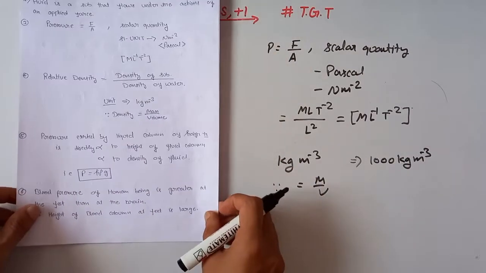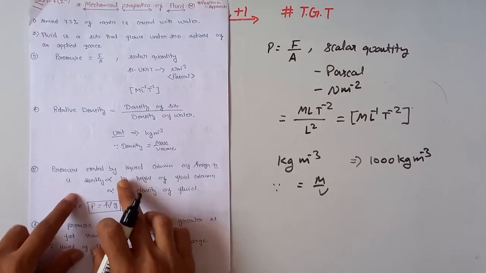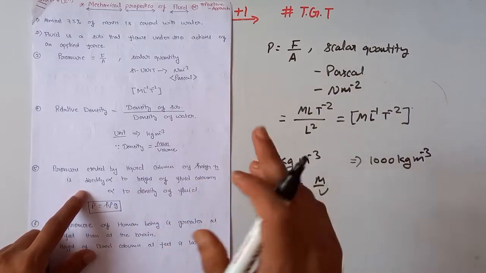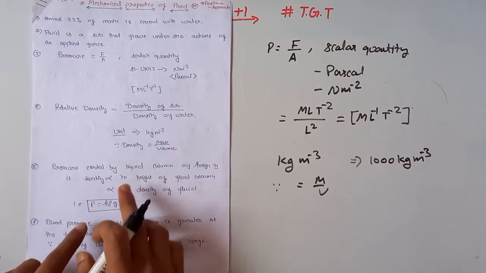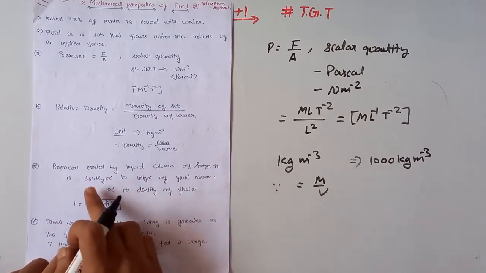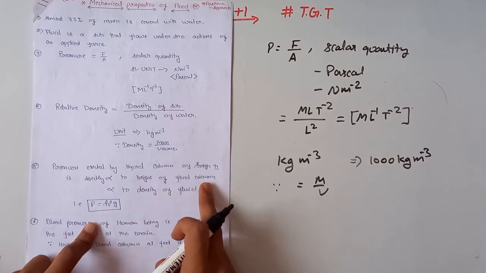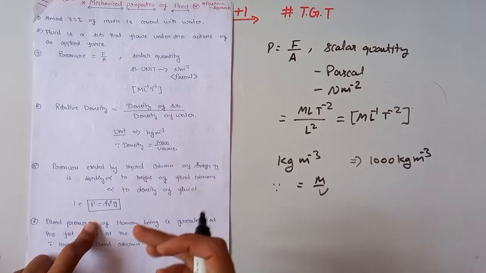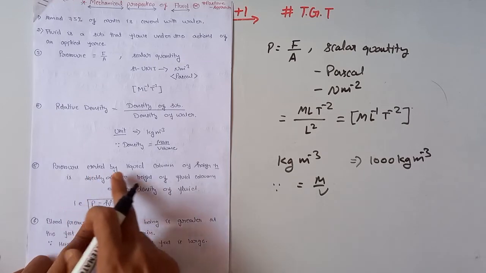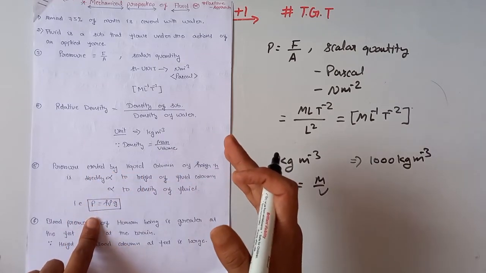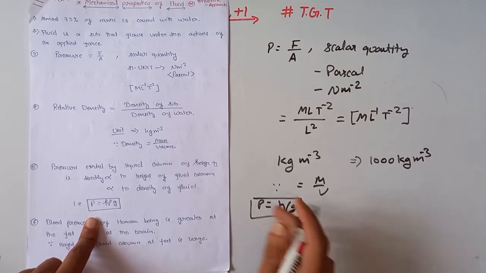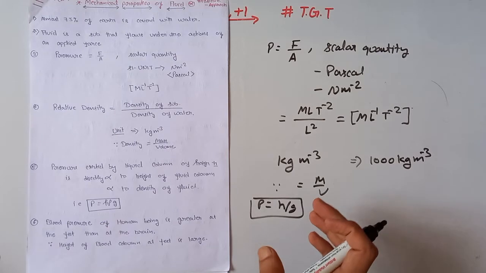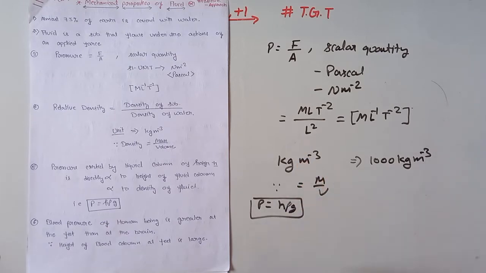Our next important key point is that pressure exerted by a liquid column of height h is directly proportional to the height of the fluid column and directly proportional to the density of the fluid. So P is given by h rho g. This is a very important formula because many numericals can be asked on the basis of this formula, that is P equal to h rho g.